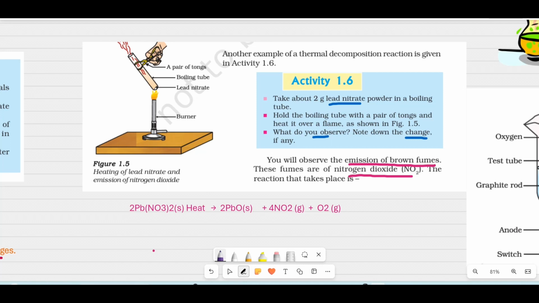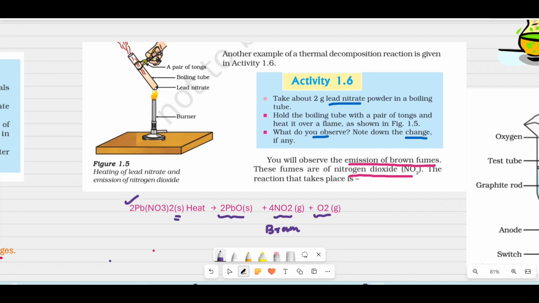Pb(NO3)2, this is lead nitrate. It is a solid compound, and you are heating this compound. So the product obtained will be PbO, lead oxide, and then NO2. This NO2 is actually brown fumes. This is the brown color fumes released during the heating time, and along with this, oxygen gas is also produced.